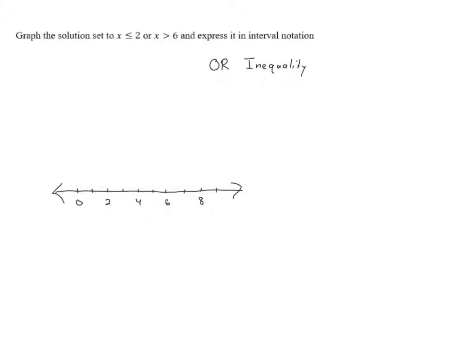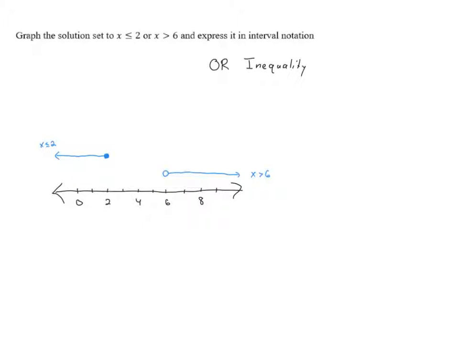And our first inequality is x is less than or equal to 2. So we know that that is a closed circle on 2, and then we shade to the left. This is x is less than or equal to 2. The other one is x is greater than 6, which is an open circle on 6 and shading to the right.